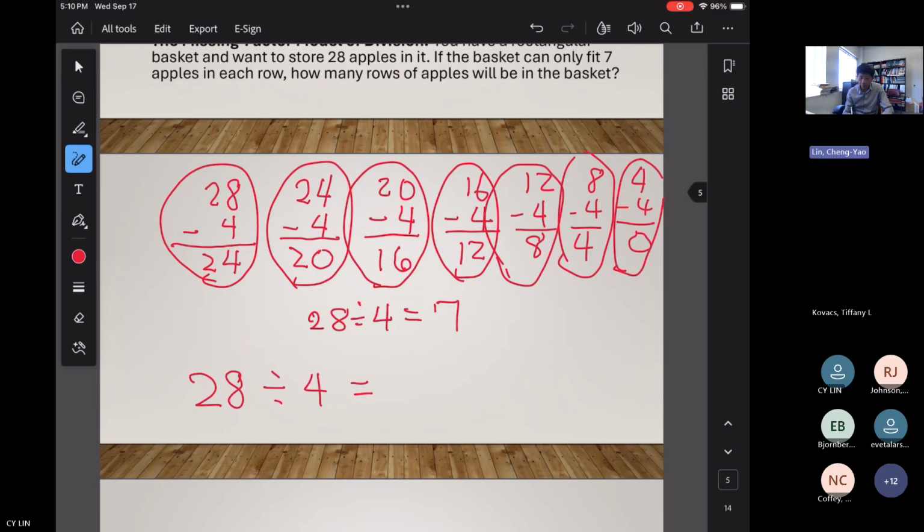And I got a 7. All right. And what does this mean? I'm going to change the color. Here we have 28 apples.